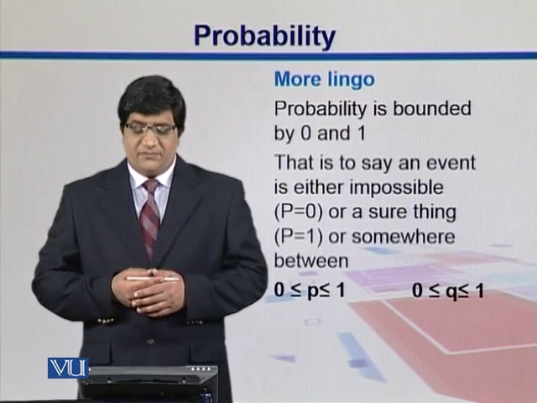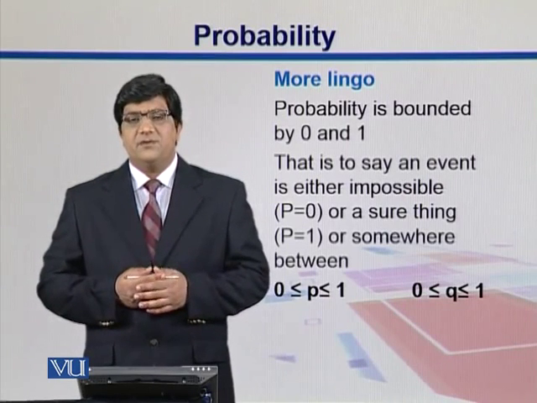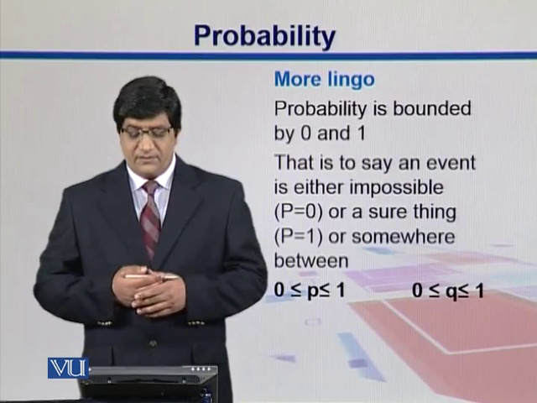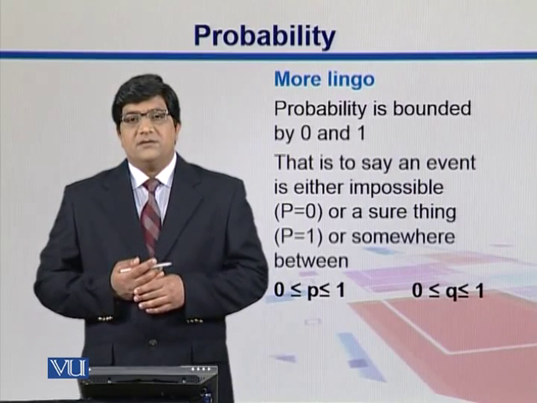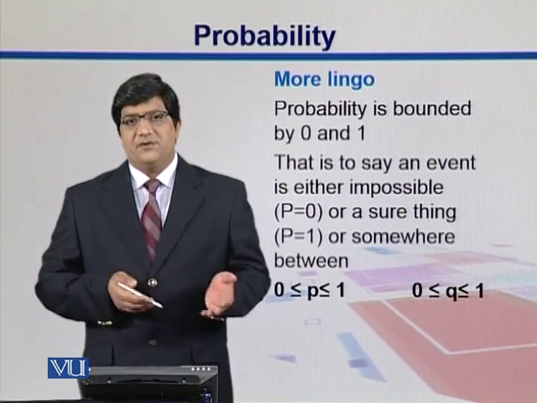Probabilities are bound between 0 and 1. That is to say, an event is either impossible, where the probability is 0, or a sure thing, that is P is equal to 1, or something in between. So it can be any value between 0 and 1.